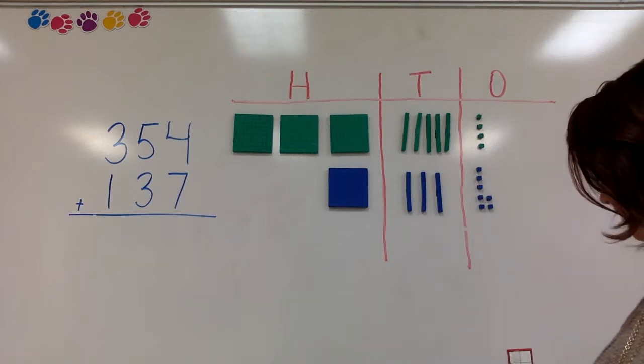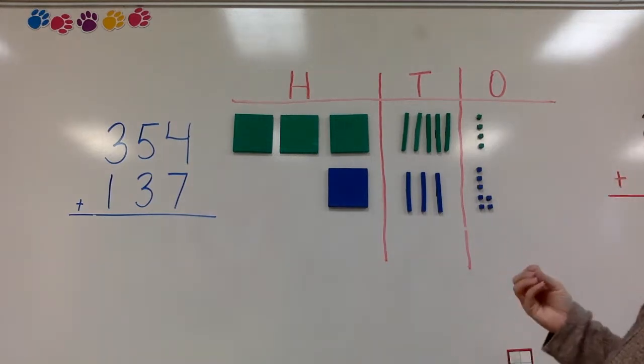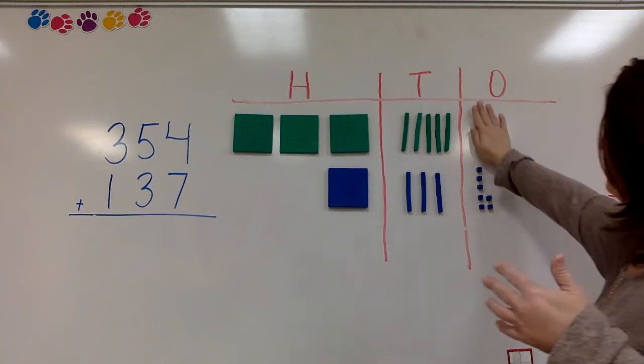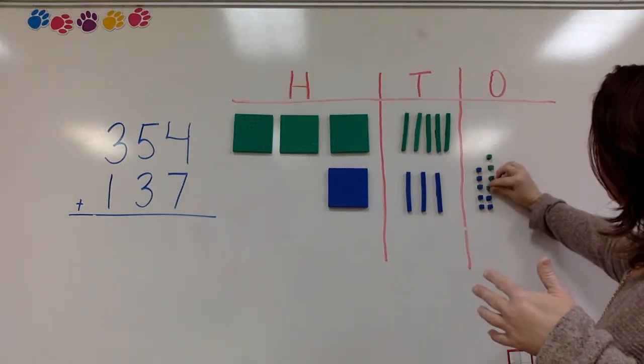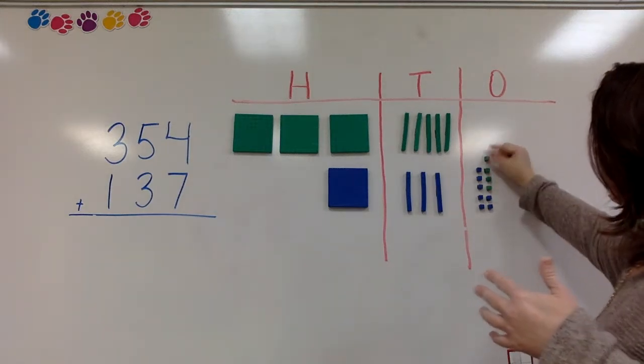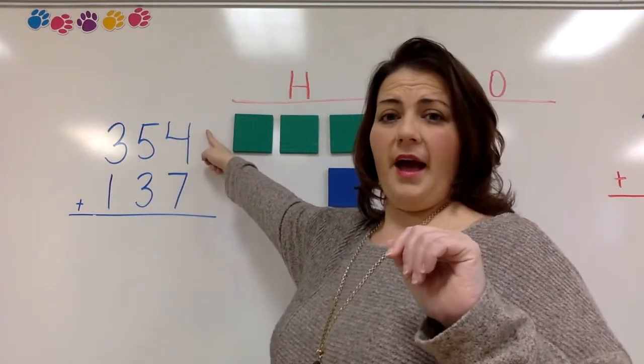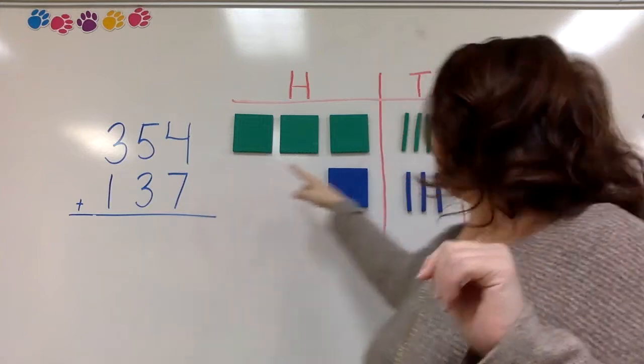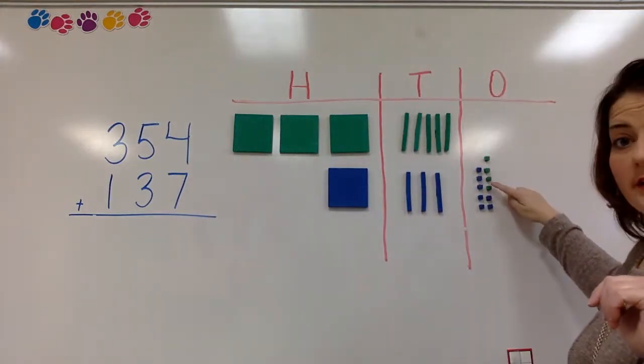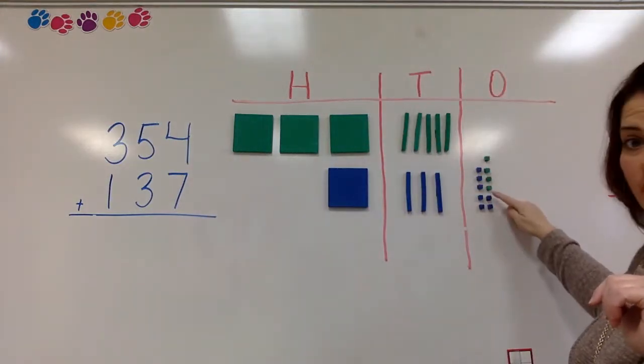Okay, the first thing we're going to do is combine these ones. So I'm going to put these four ones right down here, combine them, and we're going to look at it over here too. So we're adding 4 plus 7. So these 4 green ones plus the 7 blue ones.